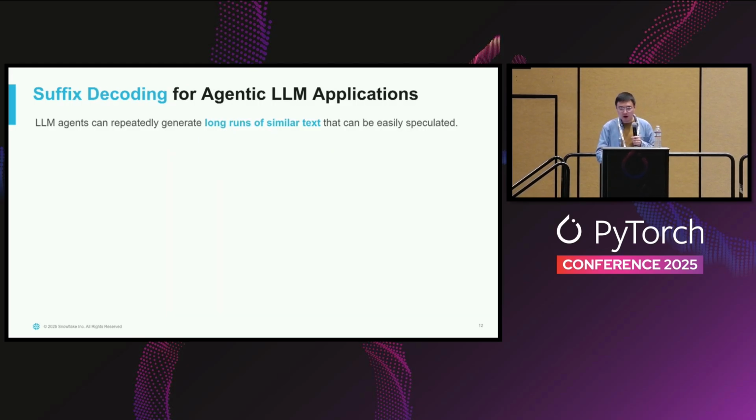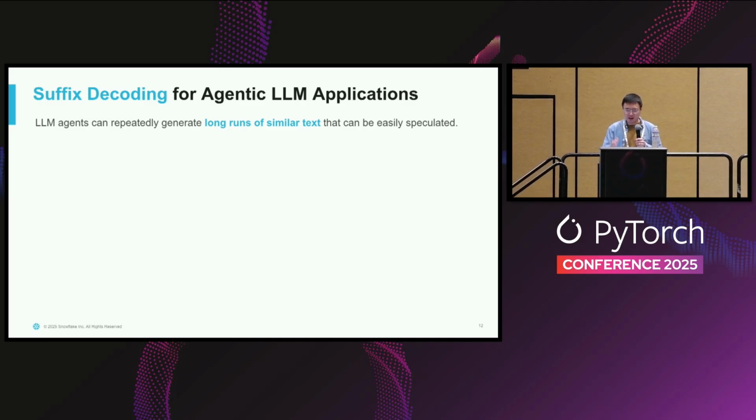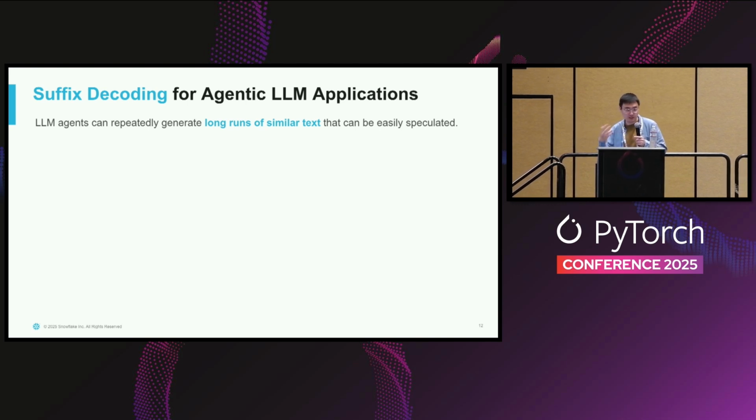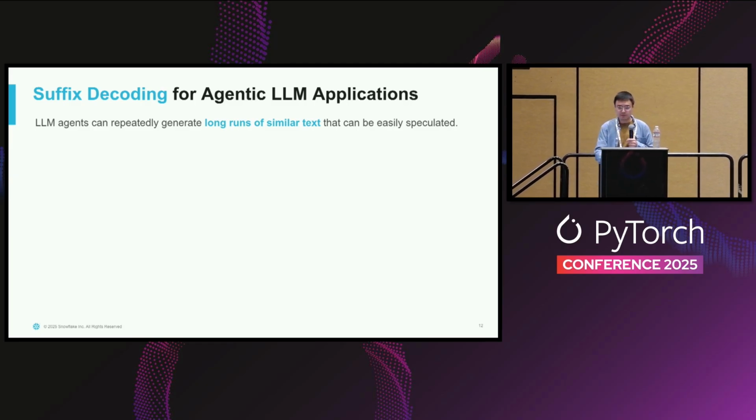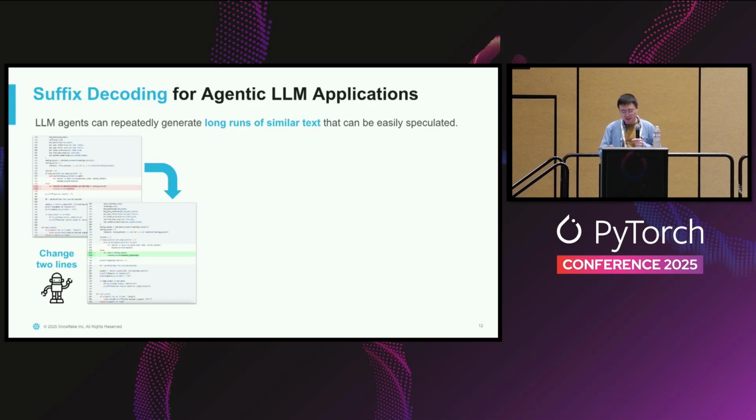OK, so for even more effective speculative decoding on agentic applications, we developed a method called Suffix Decoding. This is based on the observation that LLM agents often generate very long runs of repeated or similar text. And this repeated or similar text should be easy to speculate, right? For example, in the previous example, a coding agent might generate a new block of code where only 1 or 2 lines of that code are changed from the previous time that code was generated by the model, right?